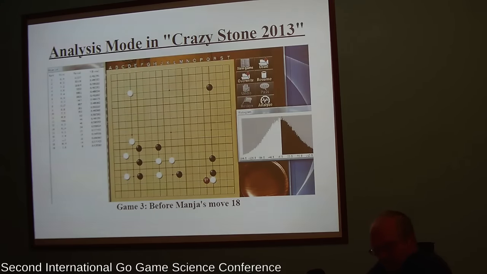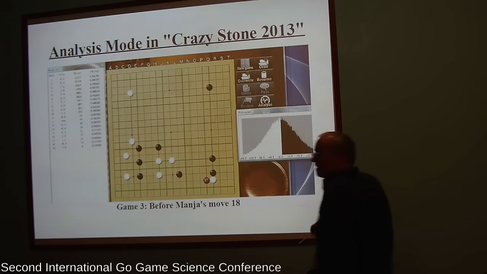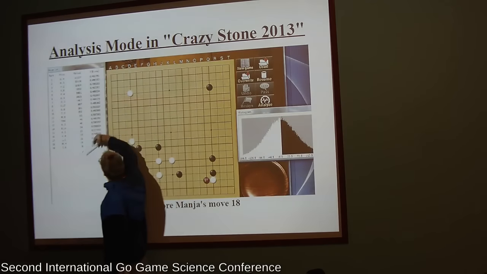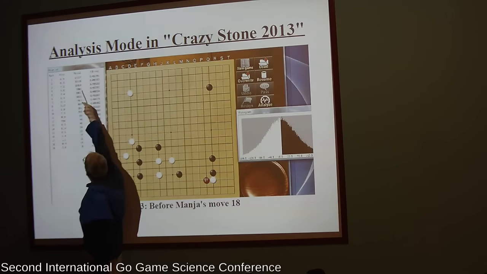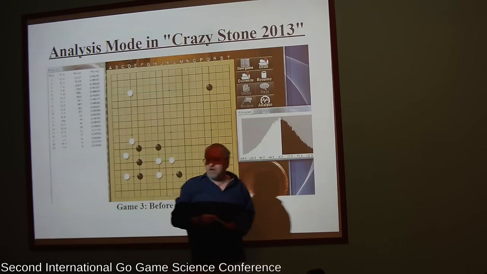I switch to Go. This is an analysis screen of Crazy Stone, programmed by Rémi Coulomb from France. He is something like the father of Monte Carlo tree search in computer Go. And you see the board position in the middle. You see a list here, the rank, the move, number of play outs so far, and the probability that black will win.